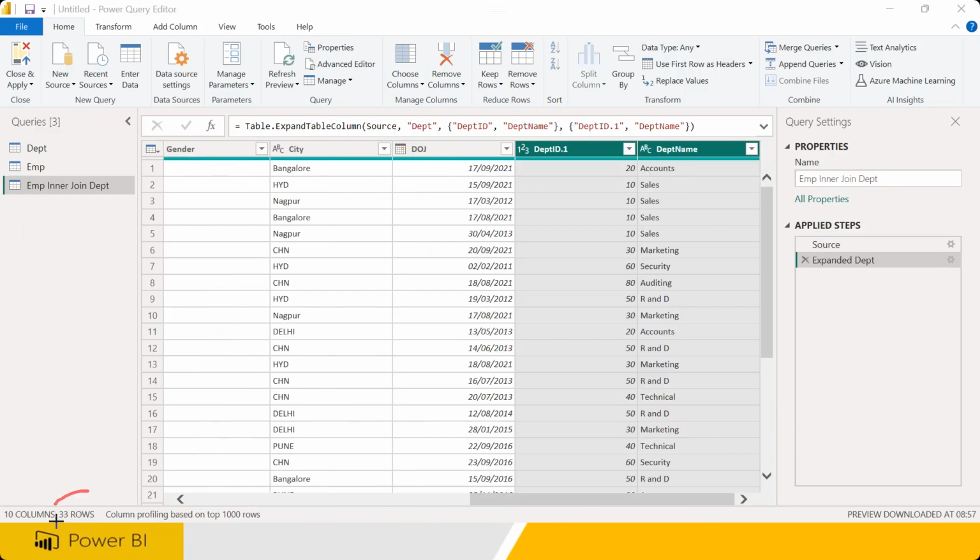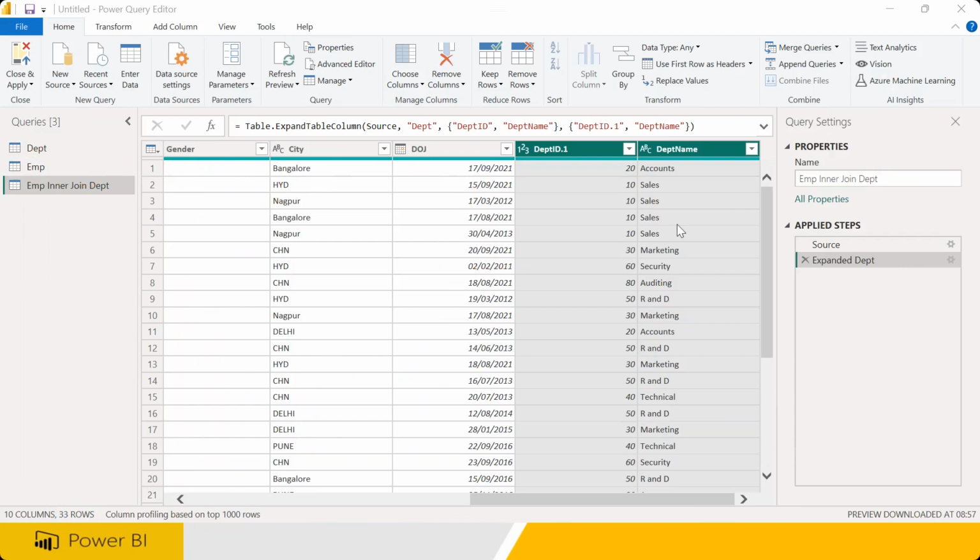I told you 33 rows. Why? Because we have 35 rows here, but 2 are unmatched data. So the remaining 33 rows, we got it. From here and here, when you join, only the matching data, 33 rows, comes. So that is the inner join data.